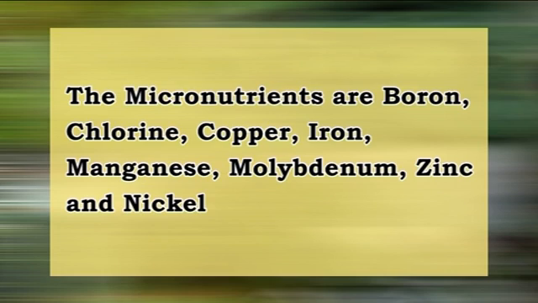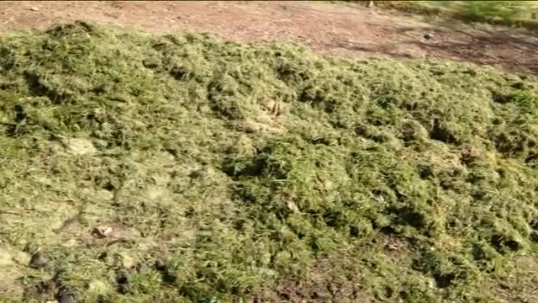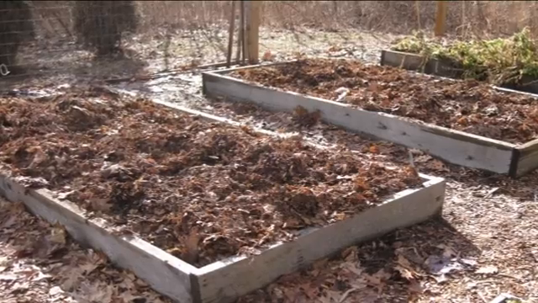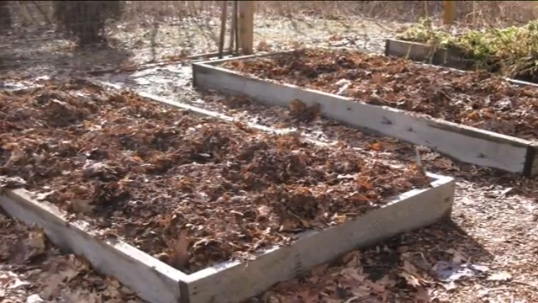Essential elements which plants need in relatively small amounts are called micronutrients. The micronutrients are boron, chlorine, copper, iron, manganese, molybdenum, zinc and nickel. Composting organic matter such as grass clippings and tree leaves is an excellent way to provide micronutrients.